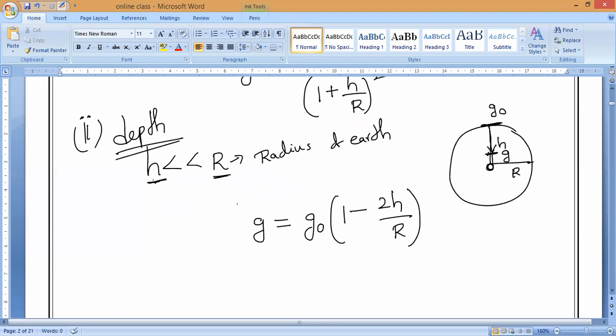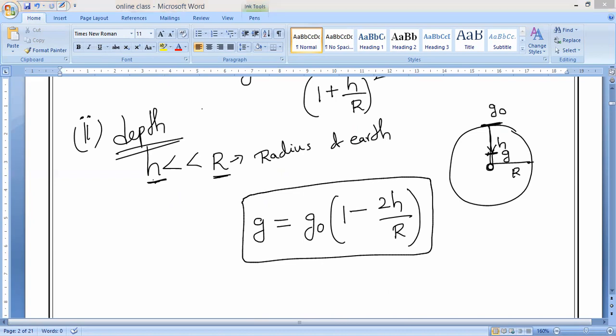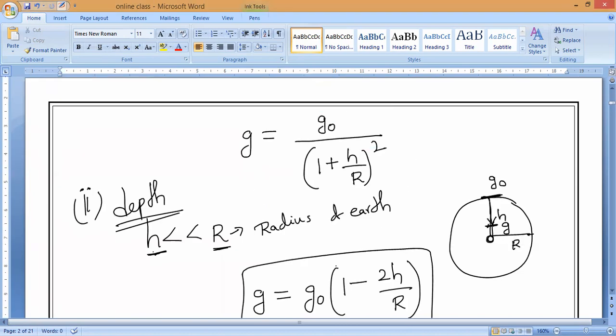This is the formula we are using to calculate the G value. Are you clear, everybody? Any doubt, you can ask. So what is the first formula? At altitude, what is the G value? At altitude, G is equal to G naught divided by (1 plus h by R) whole square. And if h is less than R, then the relation is G is equal to G naught into (1 minus 2h by R).